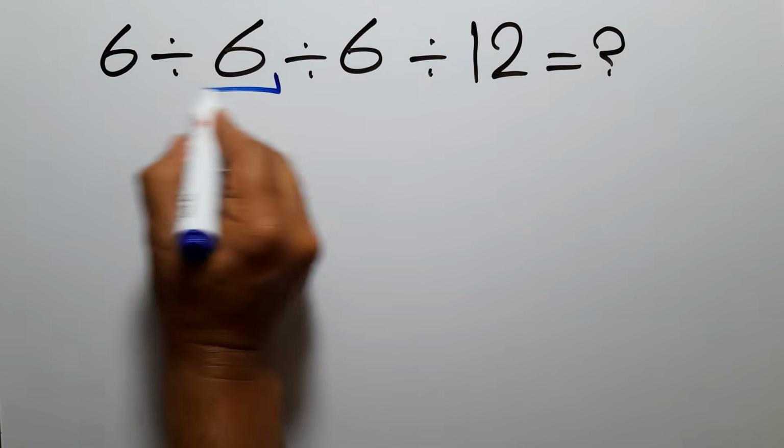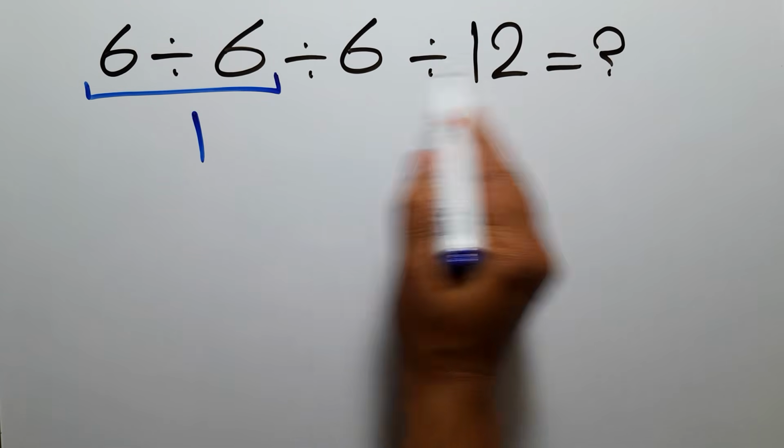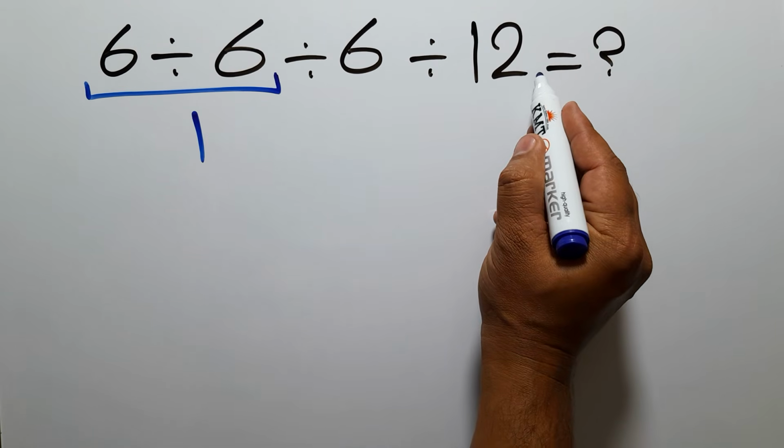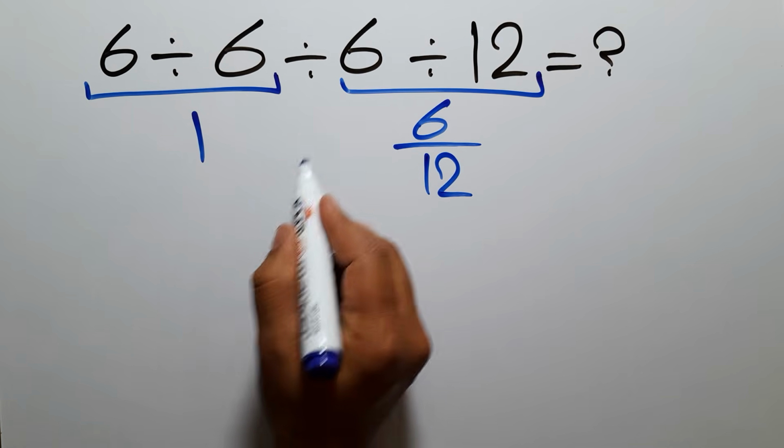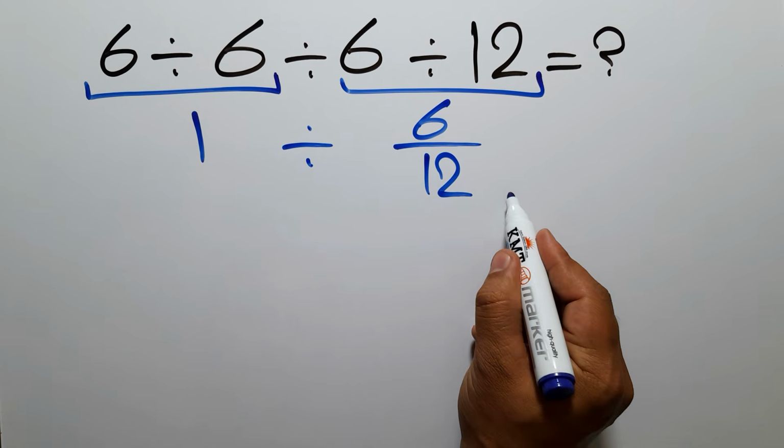6 divided by 6 gives us 1. And here we have 6 divided by 12, which can be written as 6 over 12. So we have 1 divided by 6 over 12.